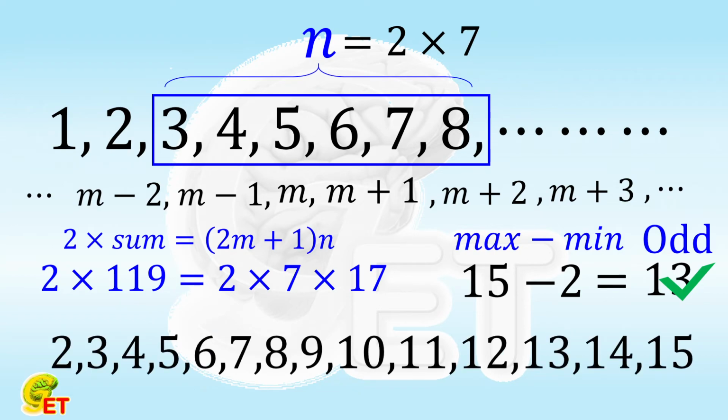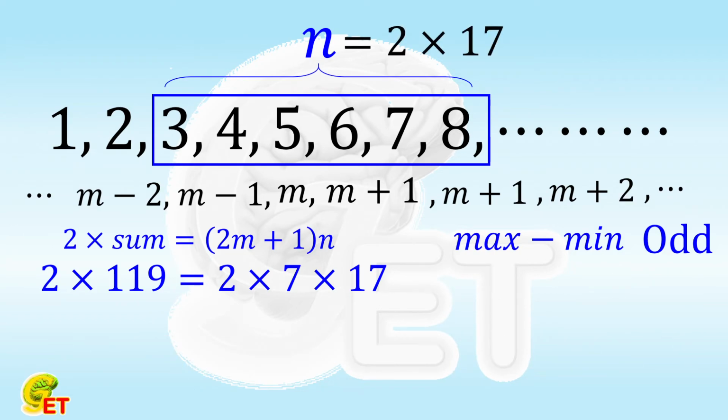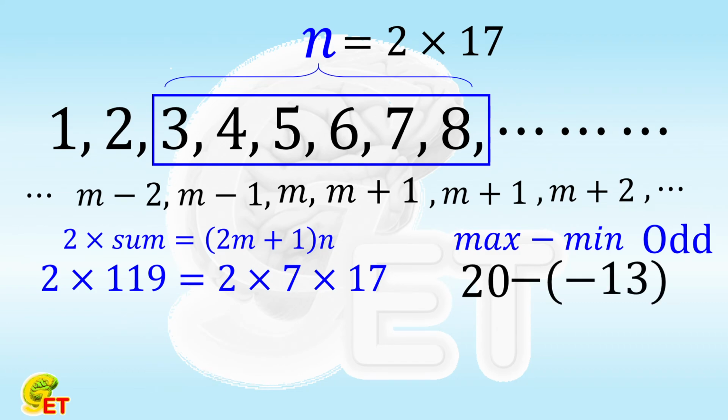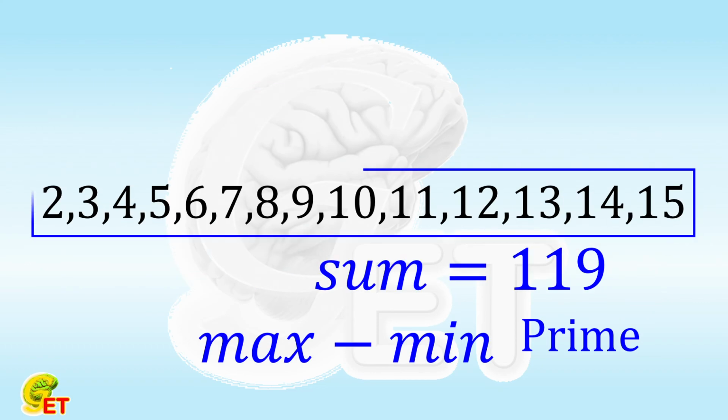In the other case, n is equal to 2 times 17. Twice m+1 equals 7, and m equals 3. The maximum value is the 17th number to the right of m, which is 20. And the minimum value is the 17th number to the left of m+1, which is -13. -13 is no longer a natural number, so this case doesn't fulfill the requirement. There is only one answer at the end, which is 2 to 15.